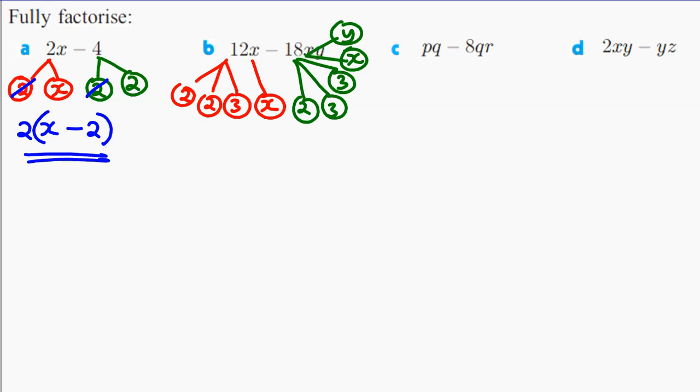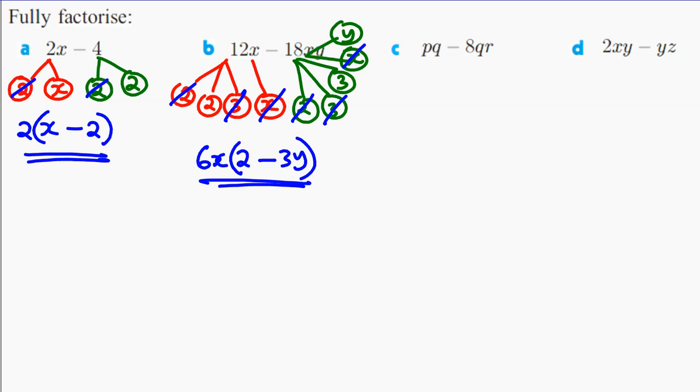So the common factors here are 2, 3, and x. 2 times 3 is 6, times x, that will be 6x. So my highest common factor will be 6x. What remains on the left is 2, and on the right is 3y. So 12x minus 18xy, when fully factorized, gives you 6x into bracket 2 minus 3y.